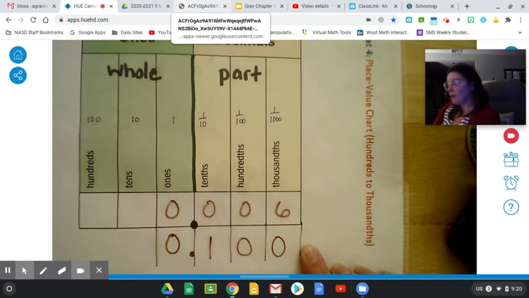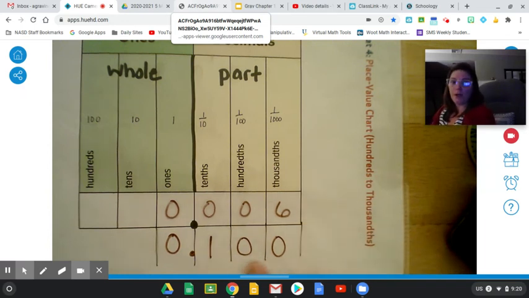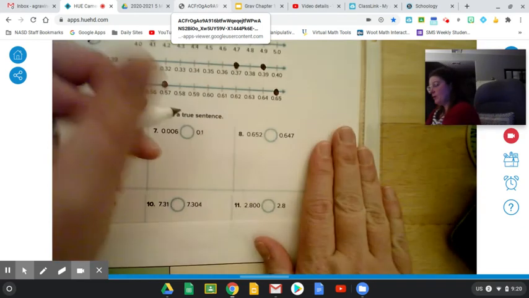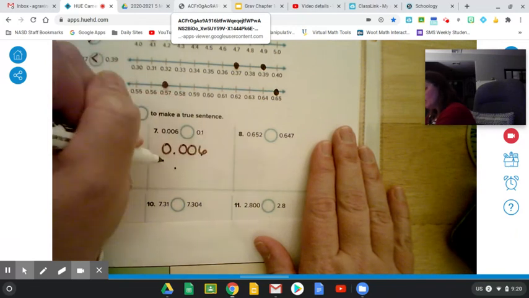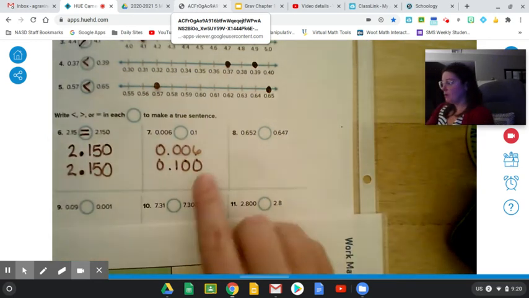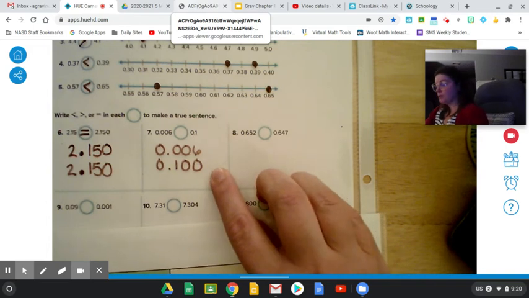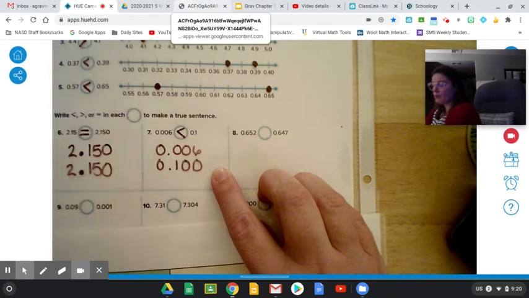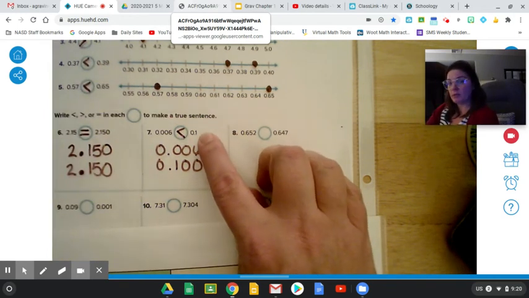And let's compare. 6 thousandths, 100 thousandths. And I can show that to you right on here too if you didn't have your place value chart. It's important that you line things up and make it neat. 6 thousandths is less than 100 thousandths. So if Pac-Man is eating the greater value, we would put in that symbol because the 0.1 is actually greater.